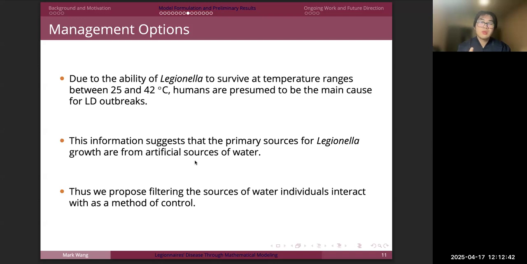After we've built our model and understand our parameters a little bit better, we wanted to run some optimal control to see how our system would fare under a type of control. Our main idea was that since Legionella can survive at temperature ranges between 25 and 42 degrees Celsius, we can assume that humans might be the most common cause for Legionella outbreaks, as we generate artificial sources of water that can let Legionella survive. This is also the case in literature searches. So our idea was to filter the water that individuals interact with as our control method.